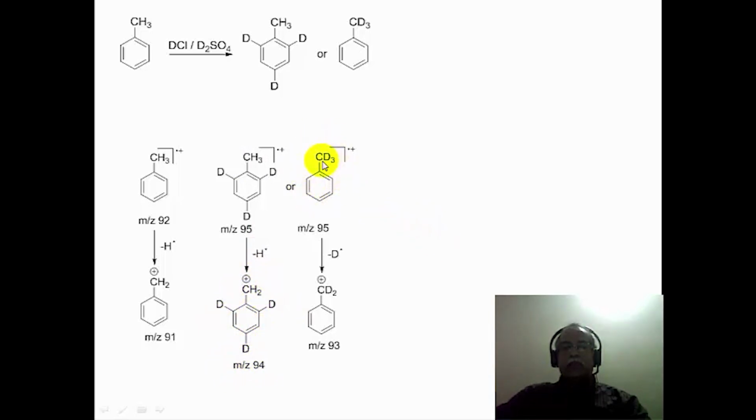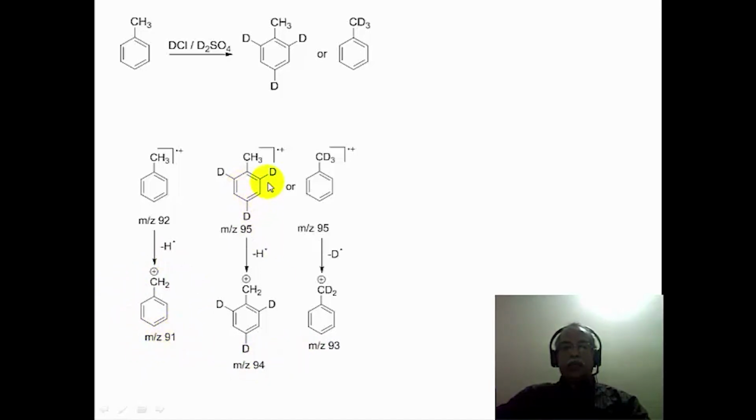Whereas this particular molecule with the CD3 would lose a deuterium to give a mass 1 unit lower. In other words, this is a benzyl cation with a CD2 unit present in the system. So one can easily distinguish based on the mass spec of the benzyl cation. If it is toluene, the unreacted substrate, it will give 91.